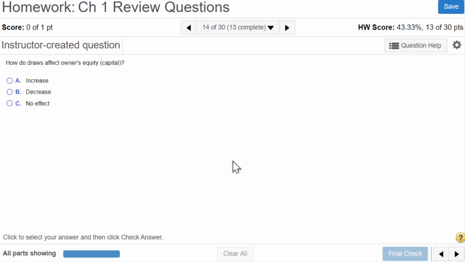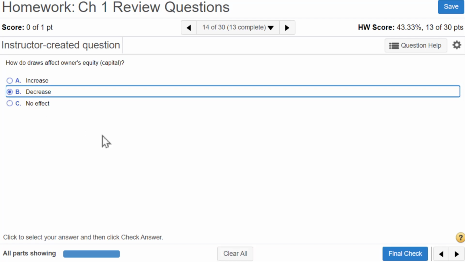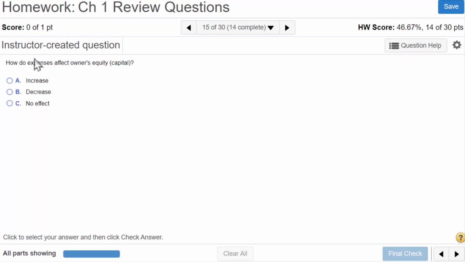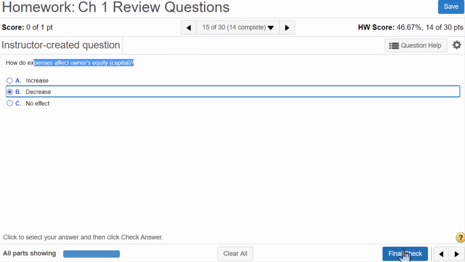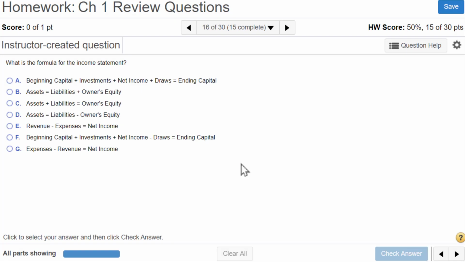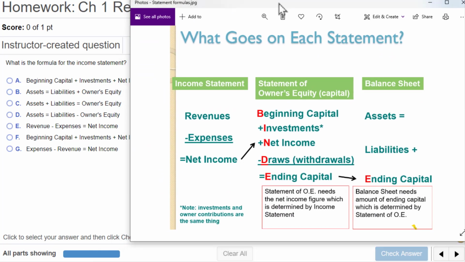All right, how do withdrawals affect owner's equity? In other words, capital. They decrease it. When the owner takes money out of the business, cash goes down and then the equity also goes down. How do expenses affect owner's equity? They also decrease it. What's the formula for the income statement? Well, hopefully you don't need this little cheat sheet here. Revenues minus expenses equals net income.